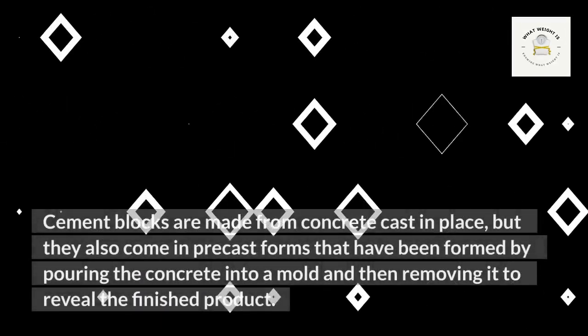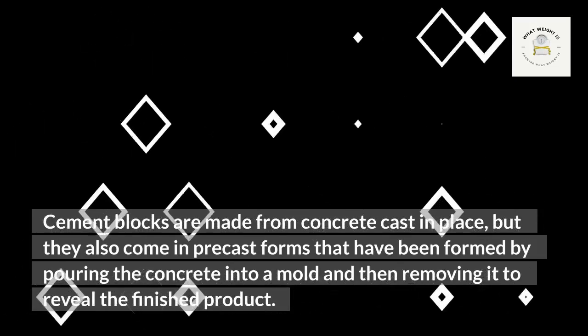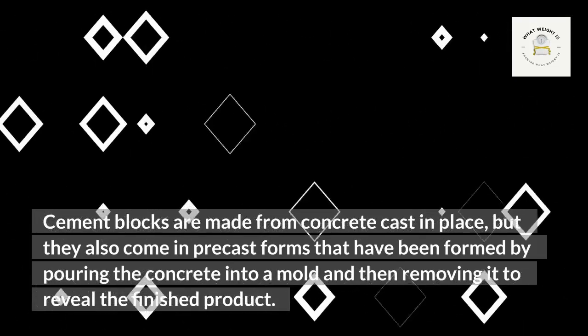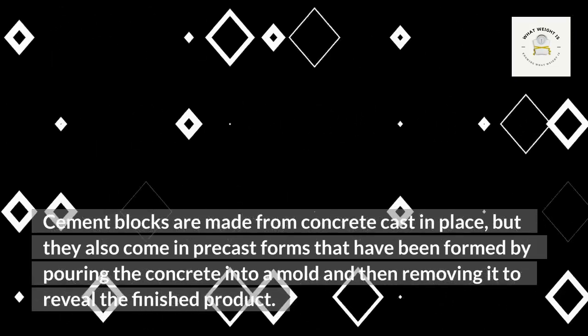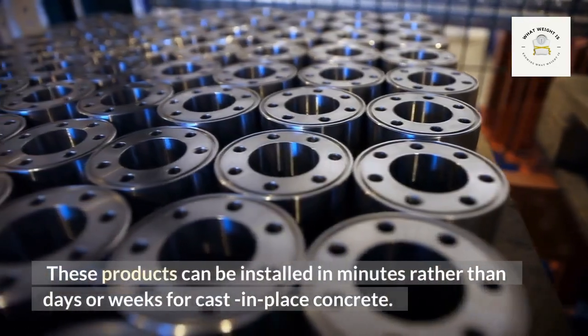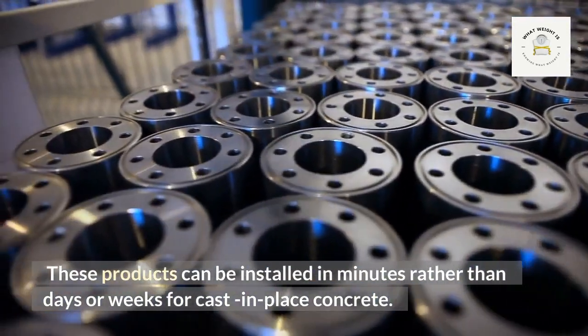Cement blocks are made from concrete cast in place, but they also come in precast forms that have been formed by pouring the concrete into a mold and then removing it to reveal the finished product. These products can be installed in minutes rather than days or weeks for cast-in-place concrete.